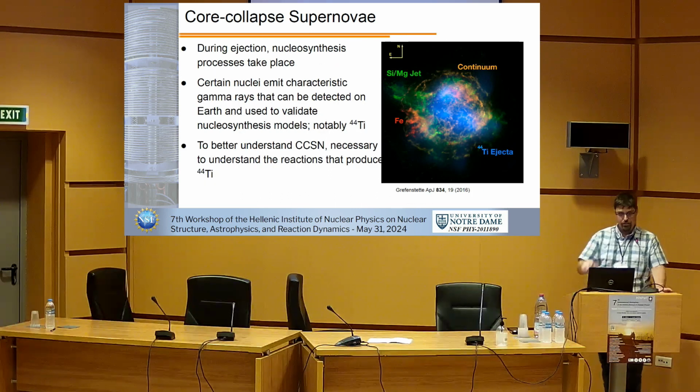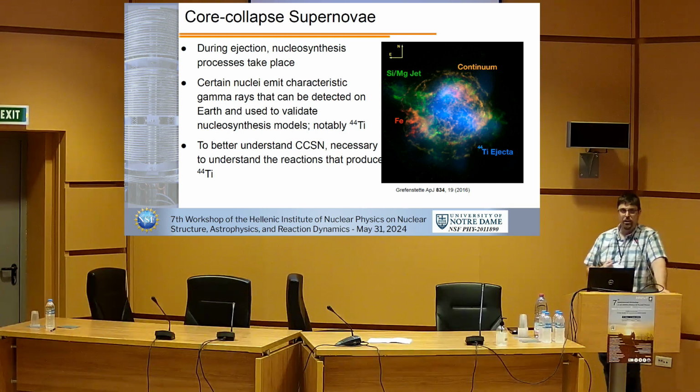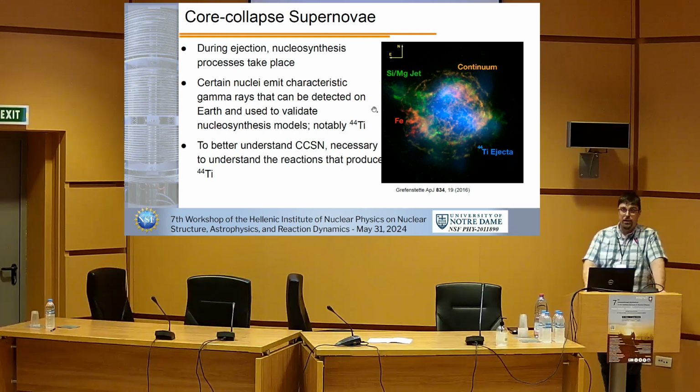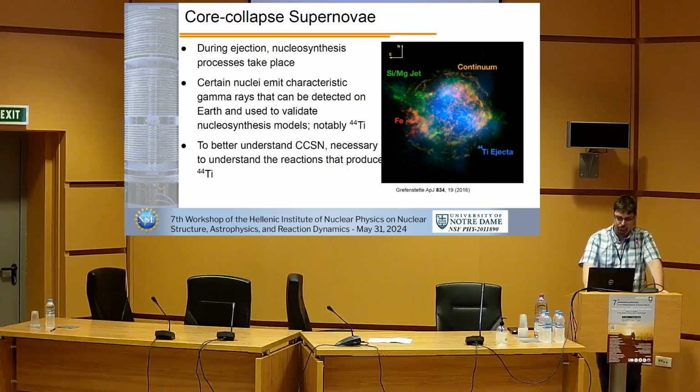Now, after this occurs, during the injection phase, there are certain nuclei that have characteristic gamma rays that are important, because we can observe those after the fact, and it'll give us some information about what happened during the core collapse supernova. In particular, titanium-44 is something we can observe now in the ejecta. So if we want to better understand core collapse supernovae, we need to understand the reactions that produce and destroy titanium-44.